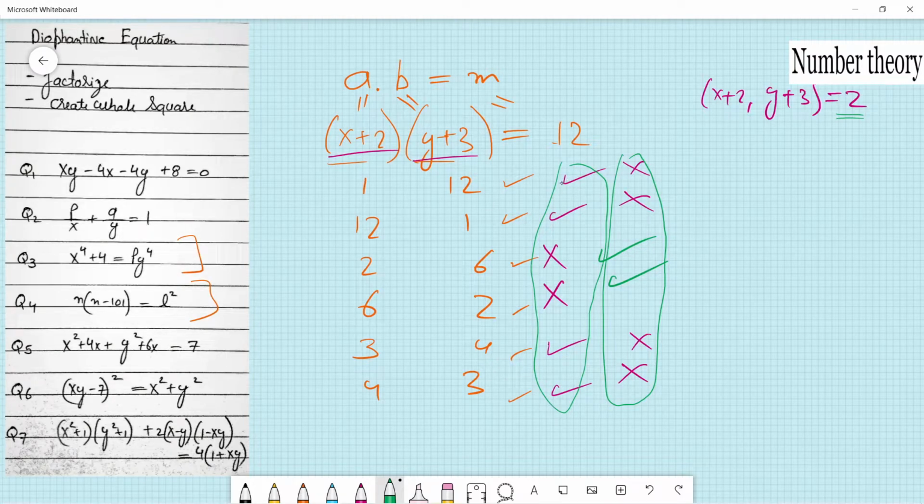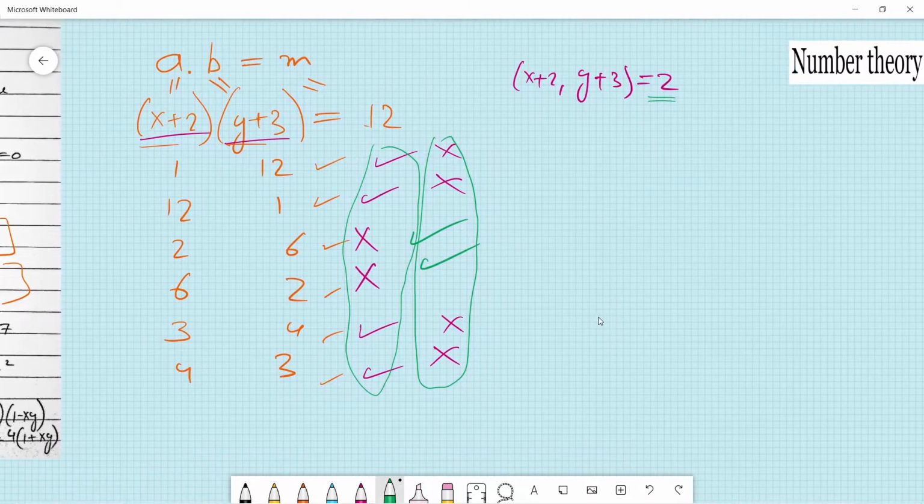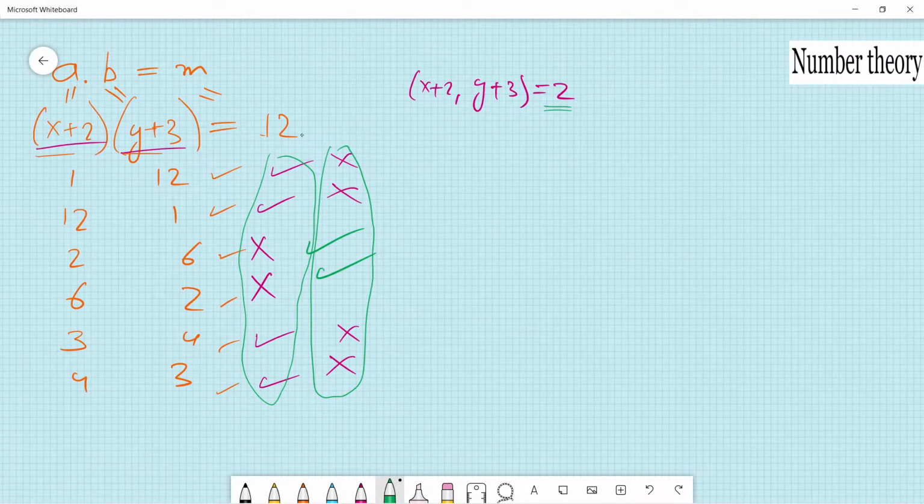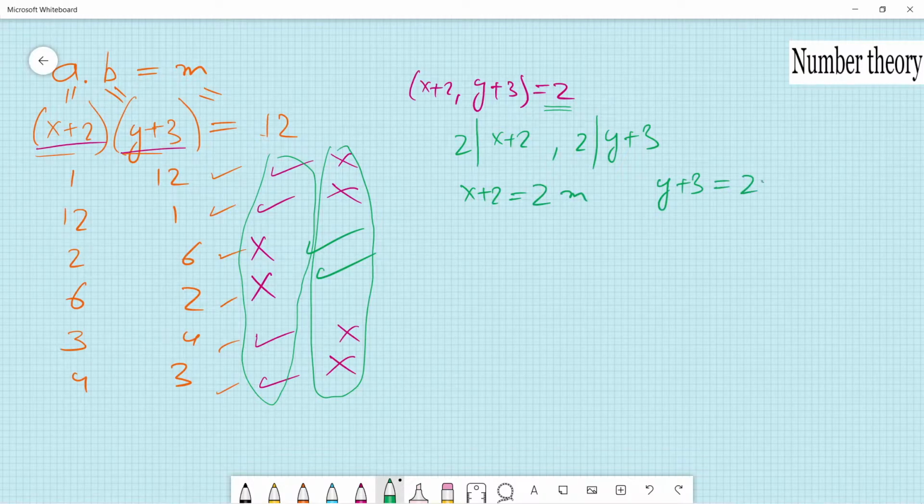Okay, this is how knowing the GCD can be of immense use. And instead of writing all these possible cases and then discarding cases, that's not what we will be doing. What we will be doing is, say we have figured out that their GCD is 2. Then 2 will divide x + 2 and 2 will divide y + 3. So we can write x + 2 as 2m and y + 3 as 2n.